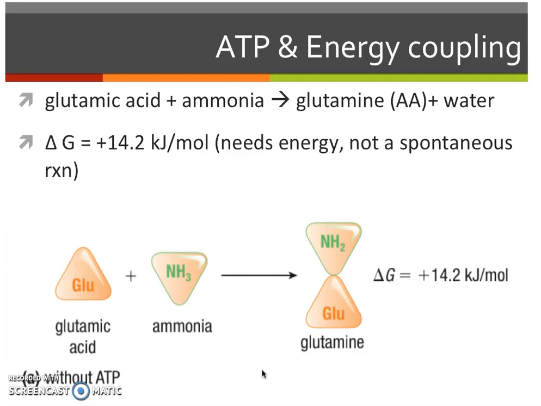So here's an example of ATP and energy coupling. This is something called glutamic acid. If we add ammonia to it, this is now called glutamine, which is an amino acid. This is showing the reaction happening without ATP. You can see the Gibbs free energy is positive. That means this is a reaction that requires energy and it won't just happen spontaneously. It's just like if you have a match, it will just sit there. You have to give it some energy in order for it to go.